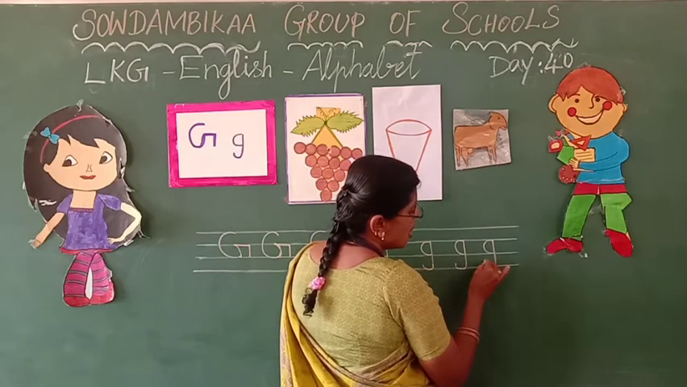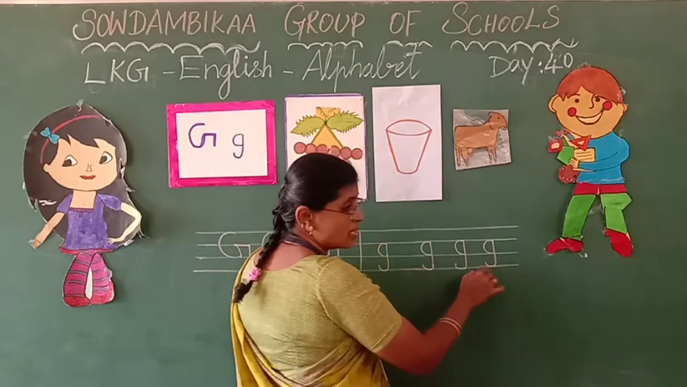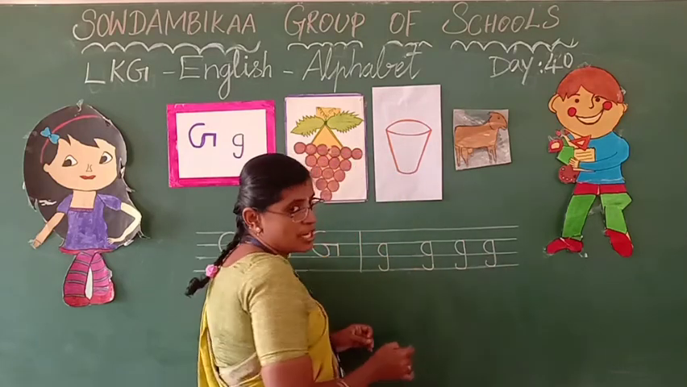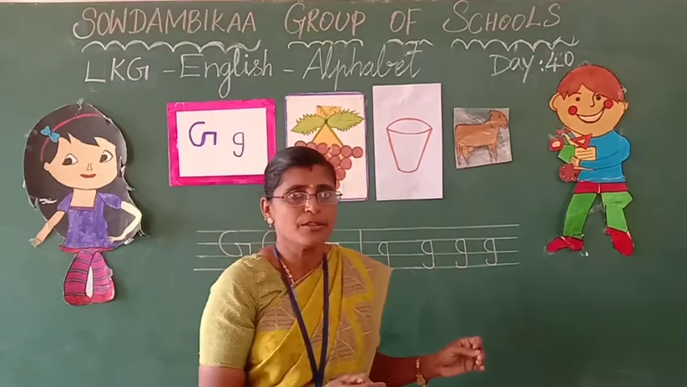Fourth red line, small open curve, small g. Finish the word.